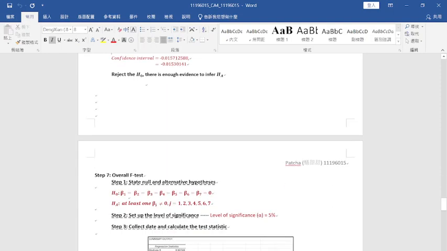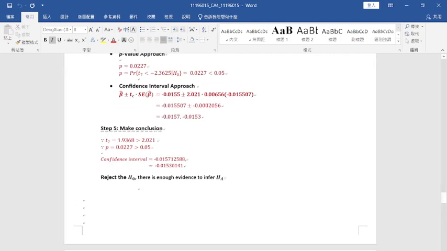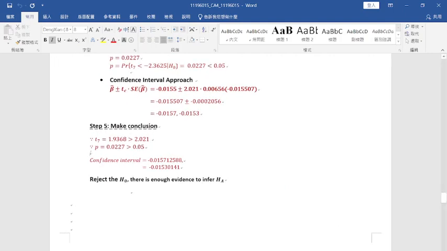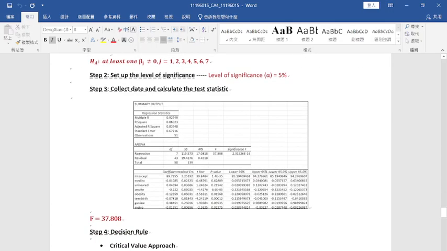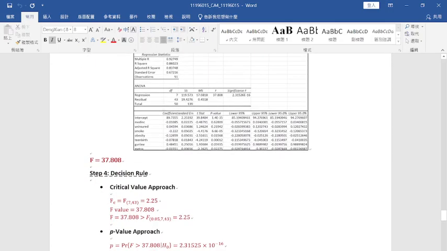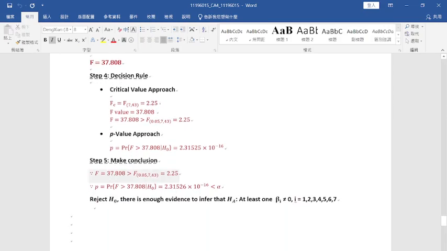Move to step 7. Would you please make it larger? For the F test, the F test is 37.808, and we reject the null hypothesis.